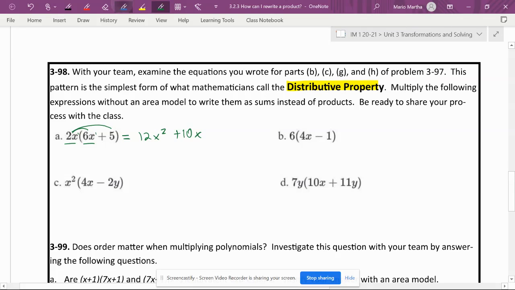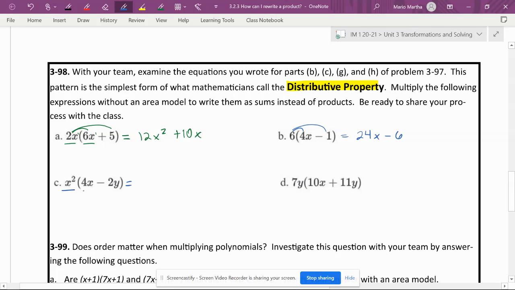Same thing for part B. So again, this distributive property, multiply the 6 into what's inside the parentheses. So 6 times 4x gives us 24x. 6 times negative 1 gives us negative 6. And then this would be equal to part C.